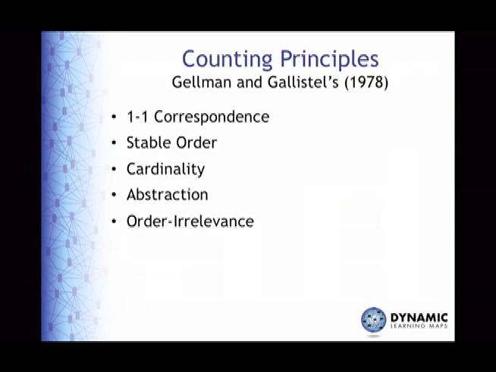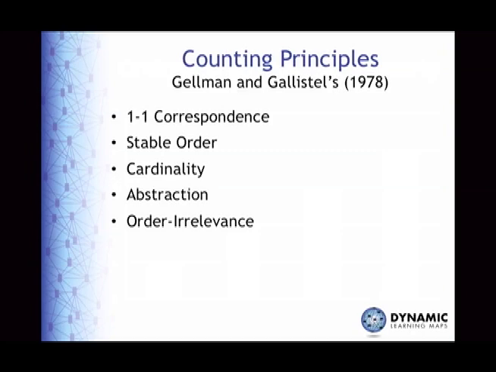Gelman and Gallistel's counting principles provide us with an understanding of the skills that students need in order to count. The first one is one-to-one correspondence, that each item counted gets one number tag. The second is stable order, which means that numbers always stay in the same order: 1, 2, 3, 4, 5, and so on. The third principle is cardinality, that tells me that the last item's number represents the total number in the entire set.